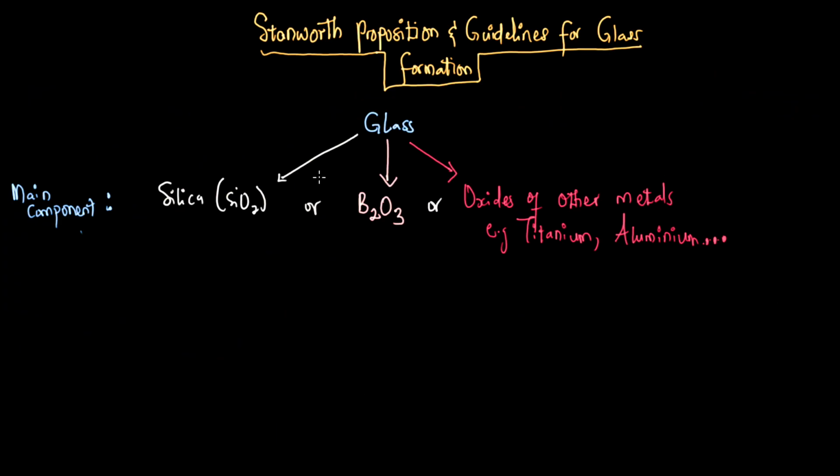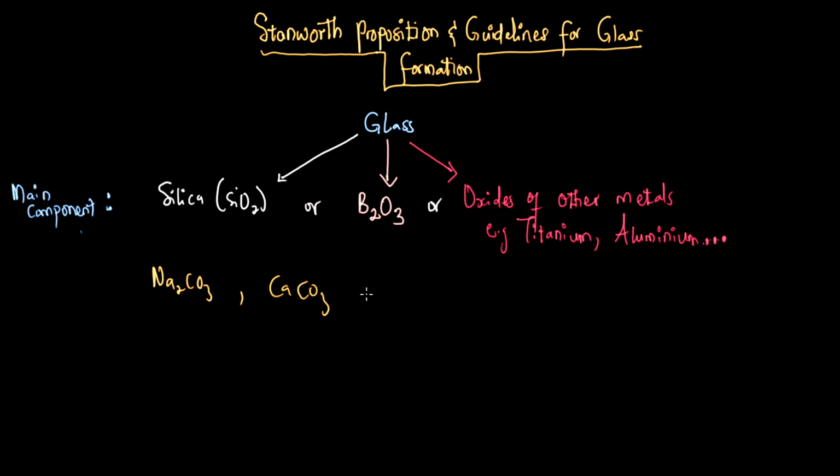Alright, so let's talk about the Stanworth rules for glass formation. Basically, glasses are composed of main components like silica or boron oxide or other oxides of metals like titanium, aluminium, etc. In most cases, these main components are mixed with other chemicals like sodium carbonate, Na2CO3, and calcium carbonate, in order to give the glass a low melting point and also add stability to the glass.